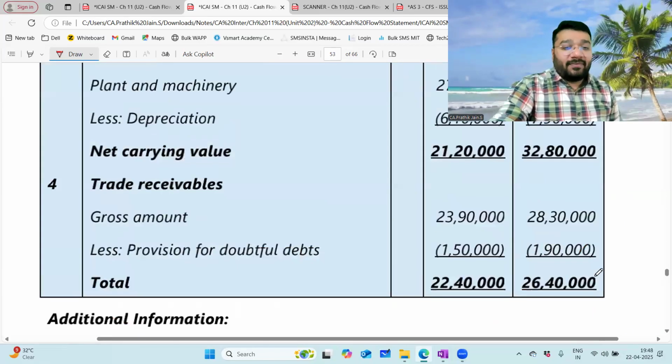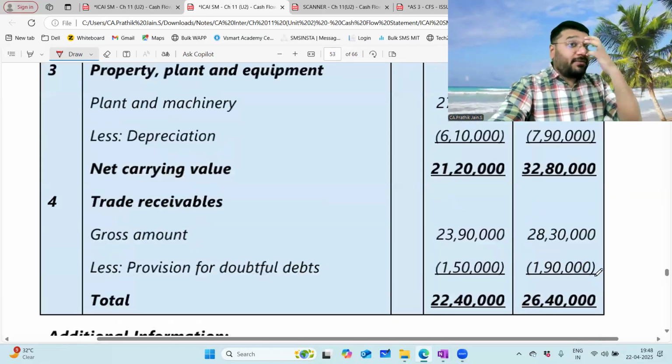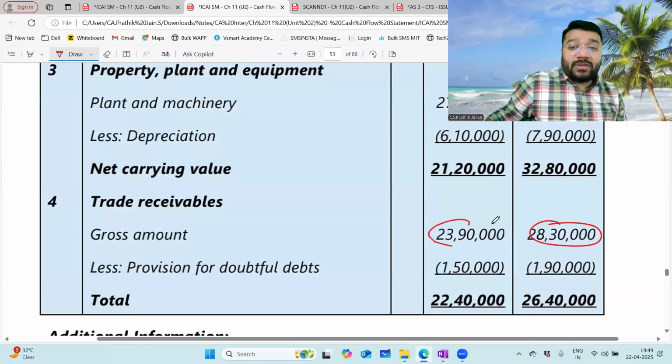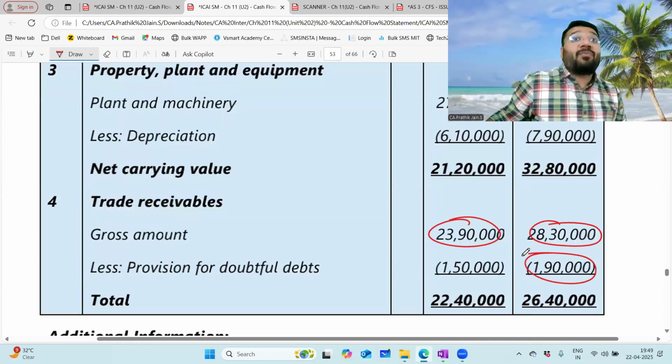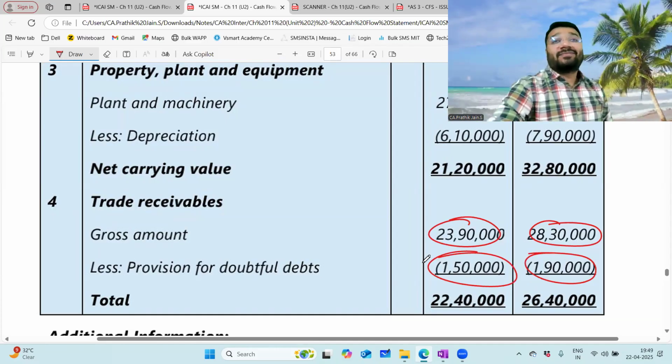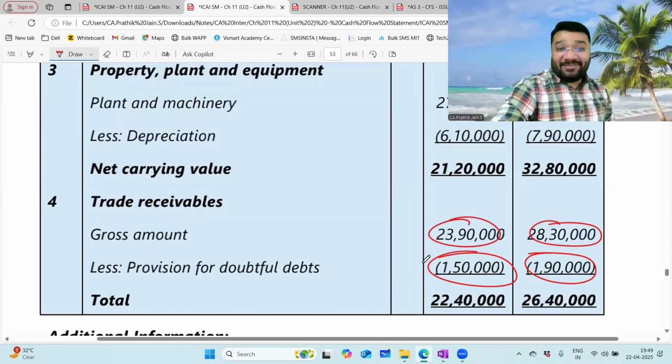Coming back, trade receivable gross amount means what? Opening balance of debtor, closing balance of debtor, opening balance of provision for doubtful debt, closing balance of provision for doubtful debt.